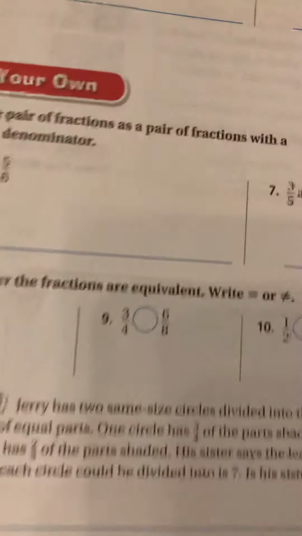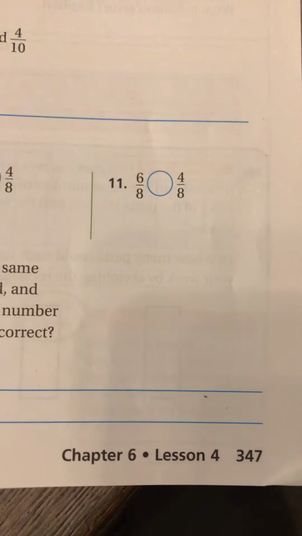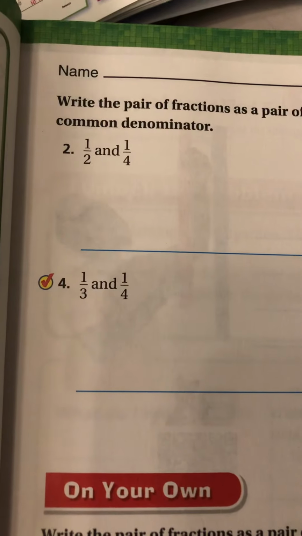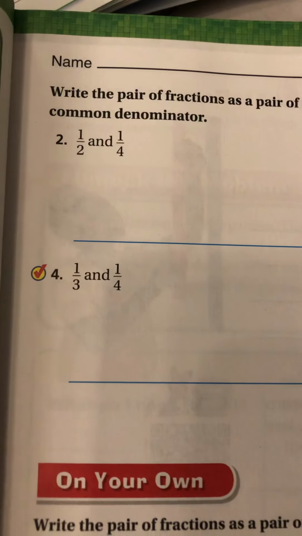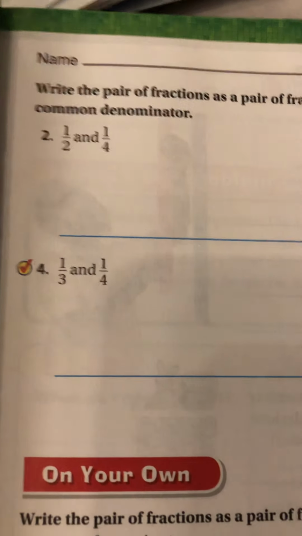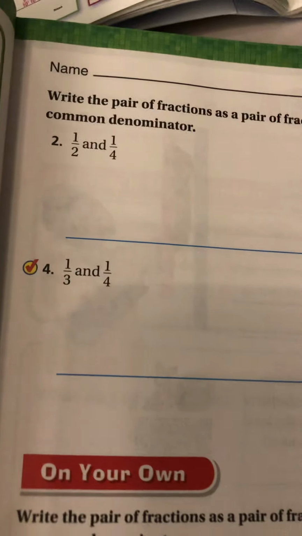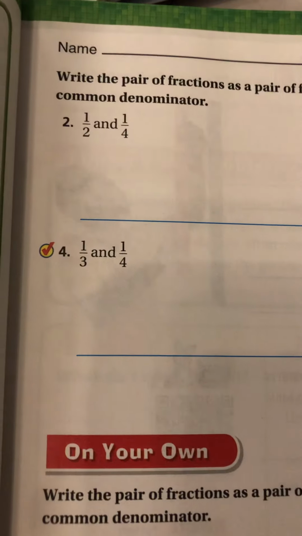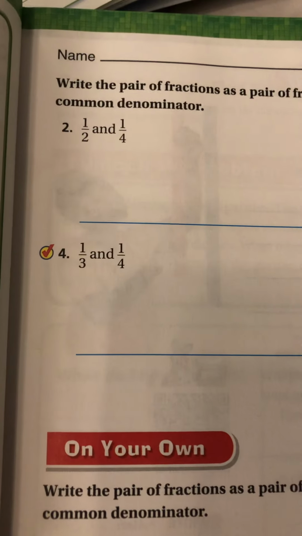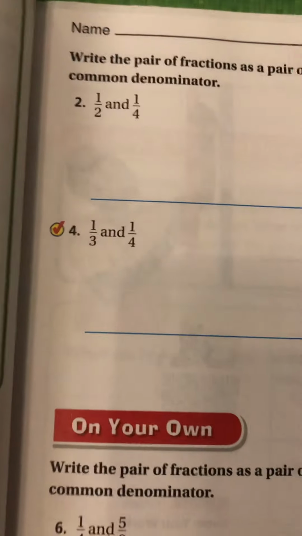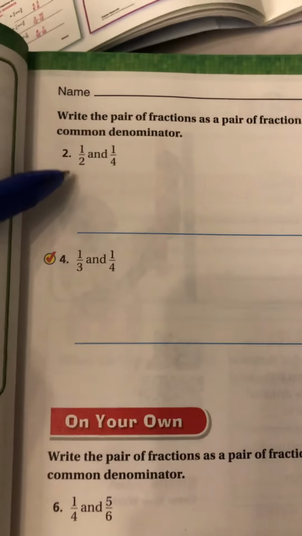I want to take a look at the first one on page 347. Number 2 says 1/2 and 1/4. Let's find two fractions that have the same denominator that do not change what these represent. So let's go ahead and look at the screen.